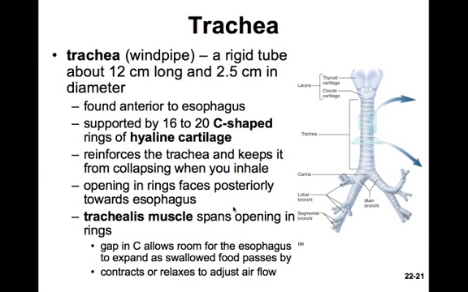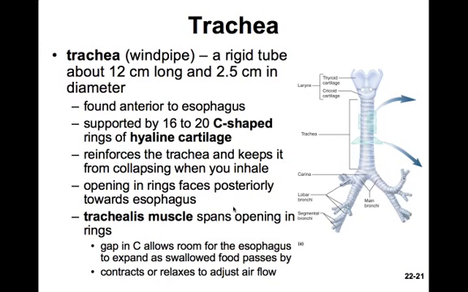As we move down into the lower respiratory system, we'll begin by examining the trachea. The trachea is the windpipe. It's a rigid tube about 12 centimeters long and 2.5 centimeters in diameter. It's found anterior to the esophagus, and it's supported by 16 to 20 C-shaped rings that are composed of hyaline cartilage. These rings reinforce the trachea and keep it from collapsing when you inhale.